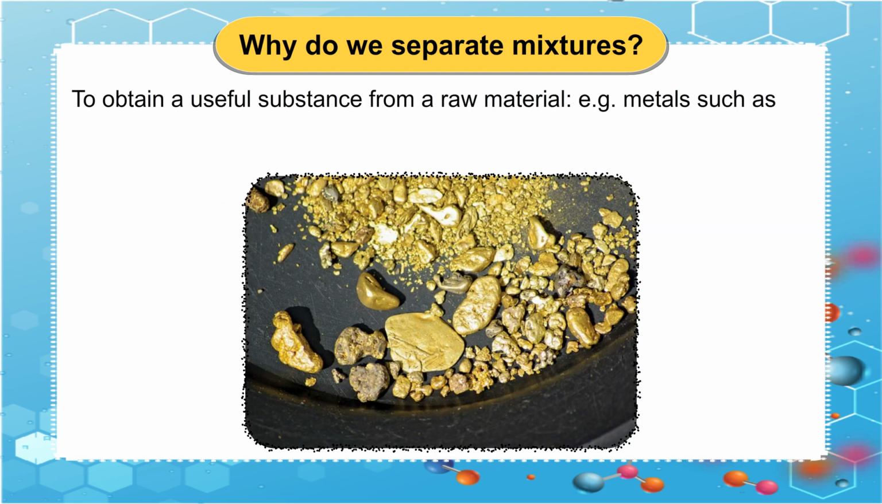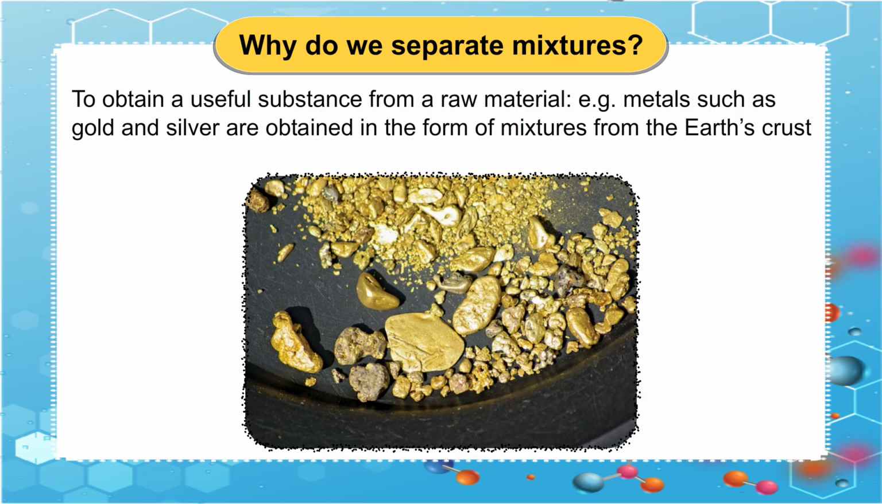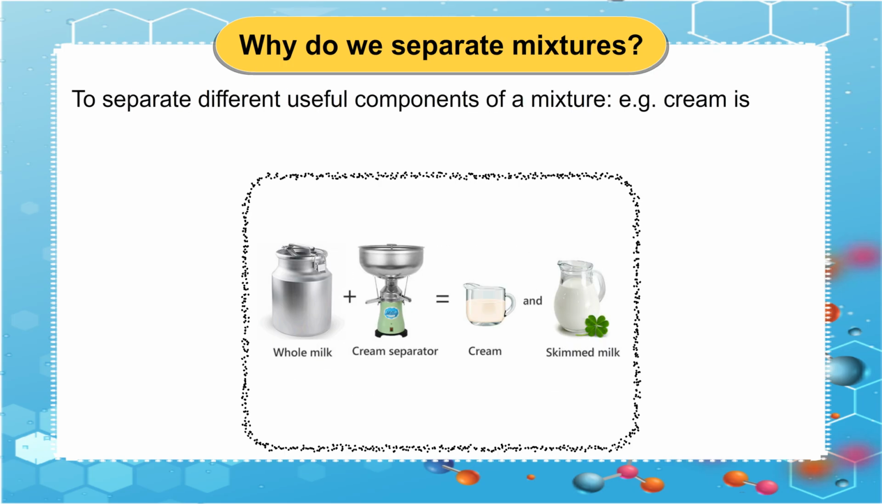To obtain a useful substance from a raw material, for example, metals such as gold and silver are obtained in the form of mixtures from the earth's crust and are then separated from it. To separate different useful components of a mixture, for example, cream is separated from milk by churning it.